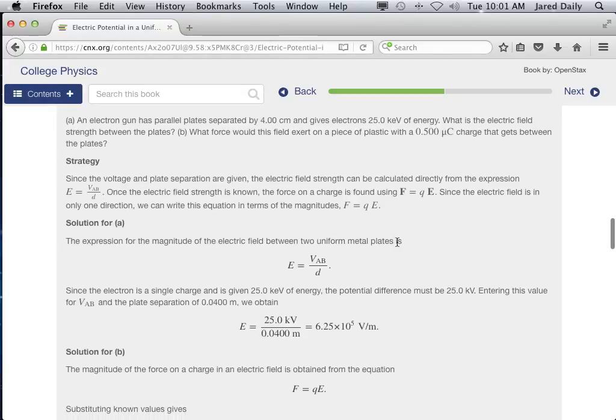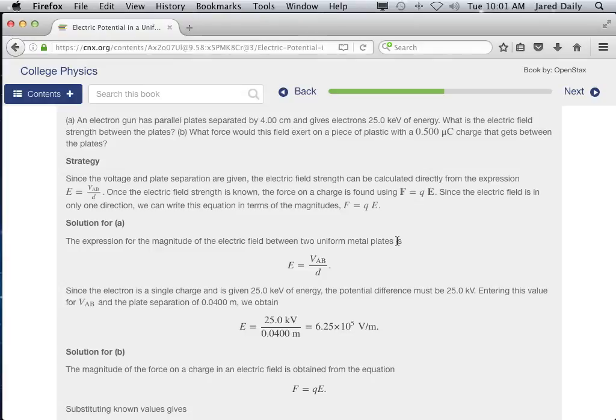So let's take a look at an example with an electron gun using this idea. We have two parallel plates. We've already talked about this. This is an accelerator. Two parallel plates, separated by 4 centimeters, and these parallel plates will give electrons 25 kilo electron volts of energy. So we're going to have to convert from kilo electron volts.